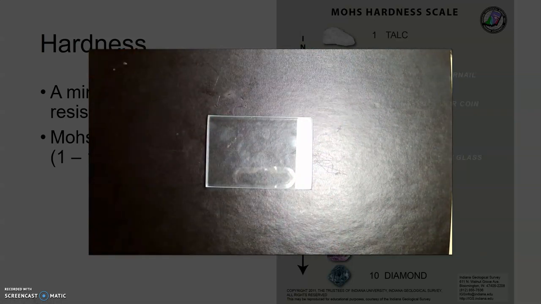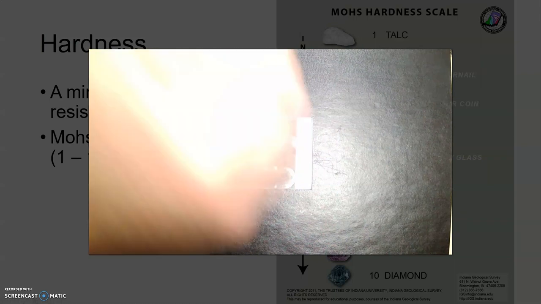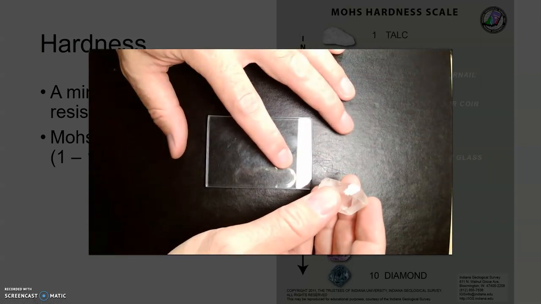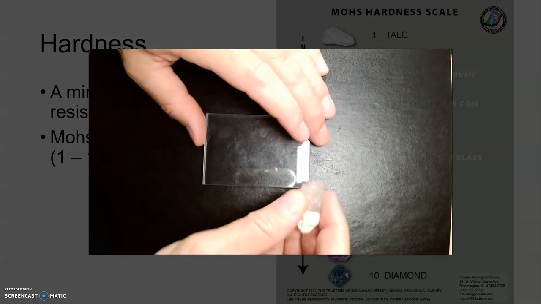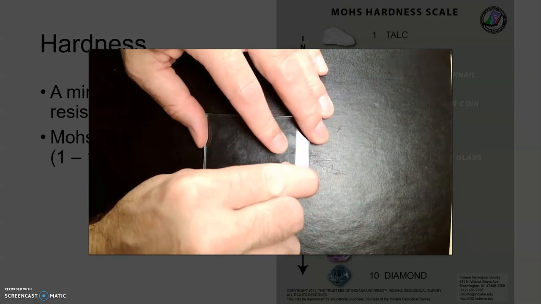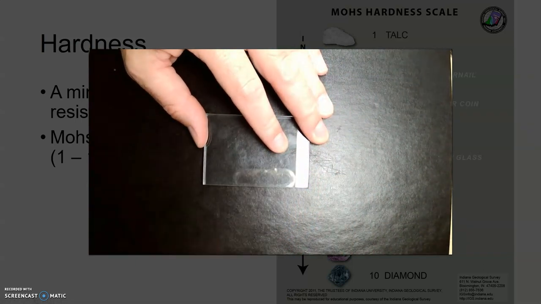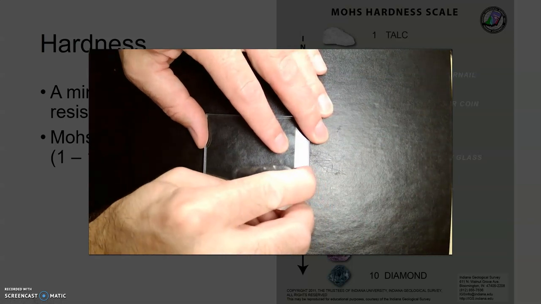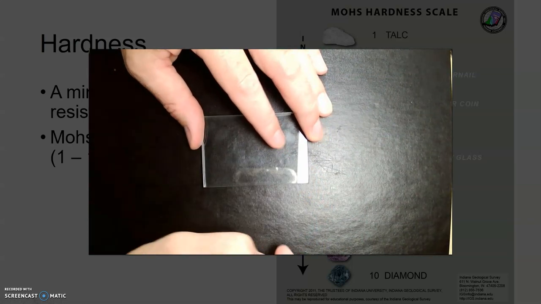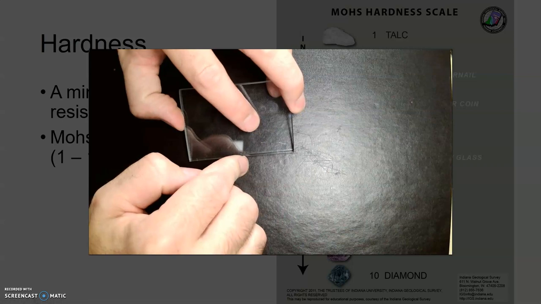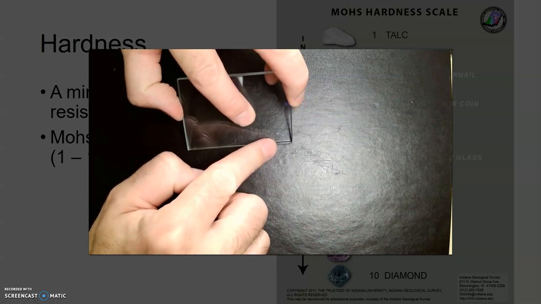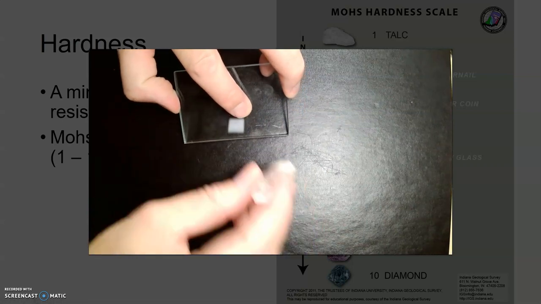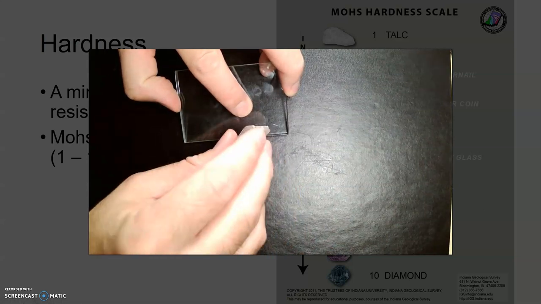However, if you have a mineral and it's harder than glass, then it should scratch it. So let me try this again. Ready? Can you hear that? You can even hear it. Let me see. Oh yeah, you can kind of see it. See those two little scratches right there? So this mineral is harder than glass, so this mineral scratched it.